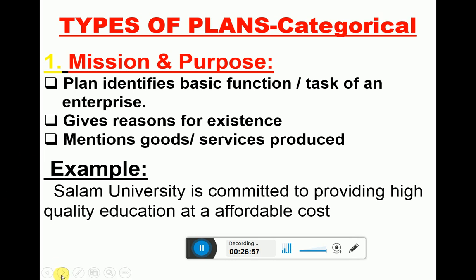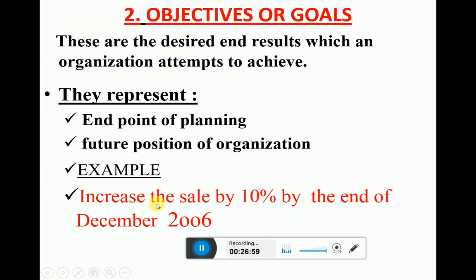Next is what is known as objectives or goals. As I told you initially, objectives are the desired end results. These are the targets that an organization, an individual or a group makes an effort to achieve. These are the desired end results which an organization attempts to achieve. They represent the end point of planning. Planning is always done for some objective. The ends we achieve through planning are called objectives or goals. They show the future position of the organization, its status in the future.